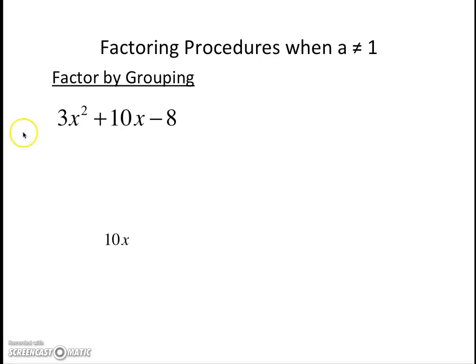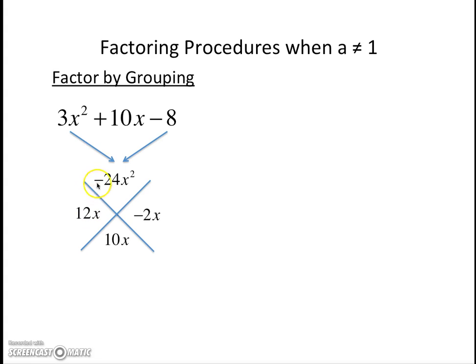So what we're going to do is break down this 10x into two terms that's going to help us find a common factor that can be factored out. So we start with 10x, and I need the 10x to be broken down into two numbers that are going to multiply to give me negative 24x squared. That comes from the first term times the last term, and add together to give me 10x. That combination of numbers is 12x and negative 2x.